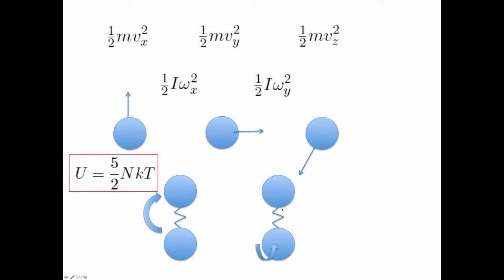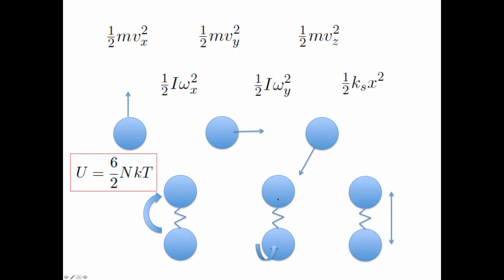Finally, this molecule can move in another way. It can vibrate. It's a spring, so if you pull one of these particles back and let it go, it will bounce backwards and forwards like this. And the energy associated with that is 1/2 k_s x squared, where k_s is just some constant, which is like the spring constant in an ordinary spring. So this comes from Hooke's law of springs, but it applies just as well to molecules whose bonds can be modeled like a spring. And x is the separation between the 2 atoms in the molecule. So this is an additional degree of freedom, and that brings the total internal energy up to 6/2 nkT.